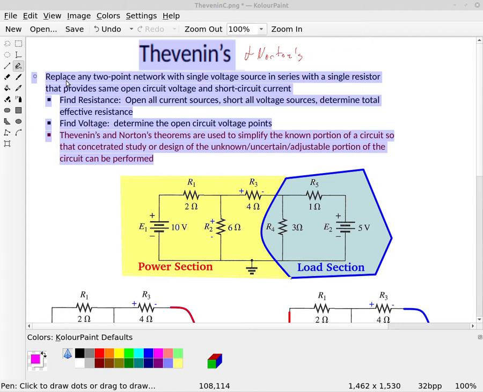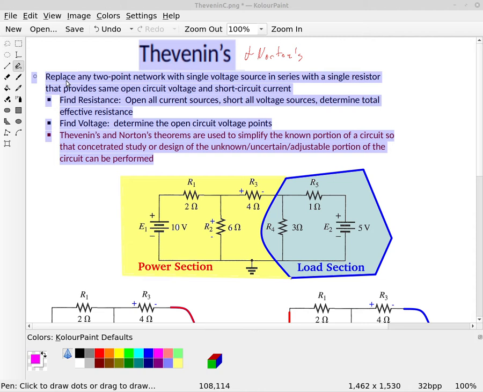And for this to be true, this single voltage source and resistor have to provide the same open circuit voltage and the same short circuit current to the rest of the circuit.